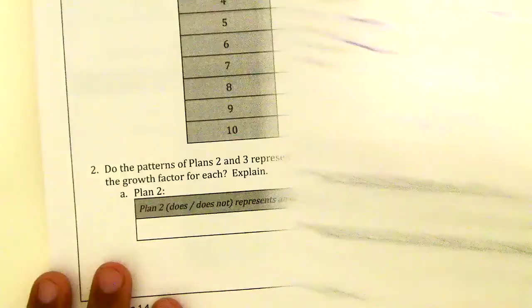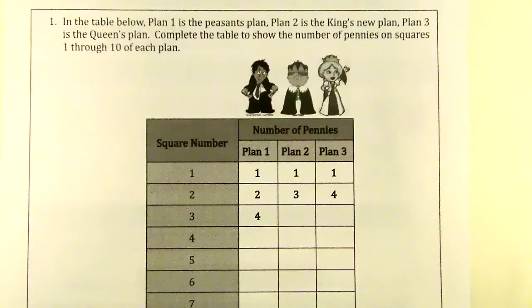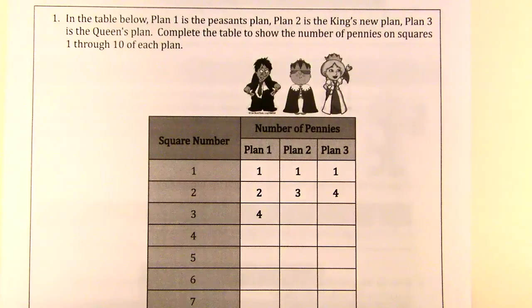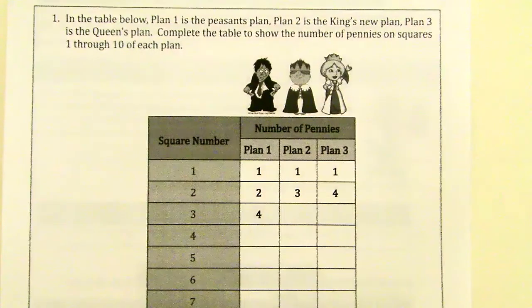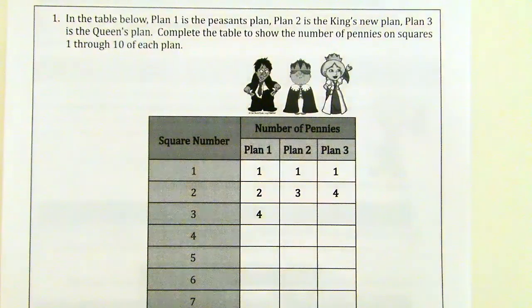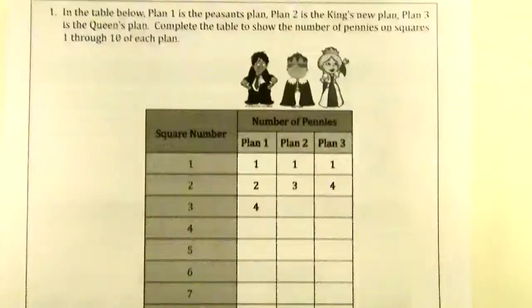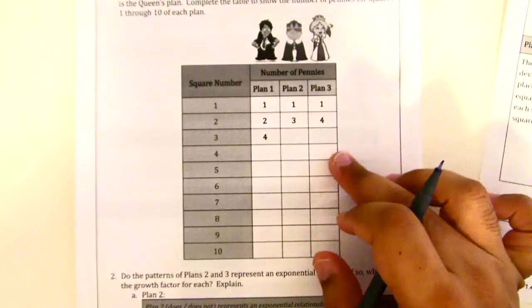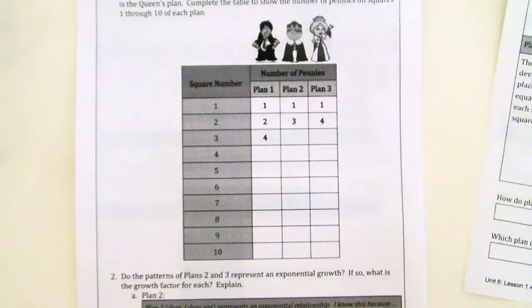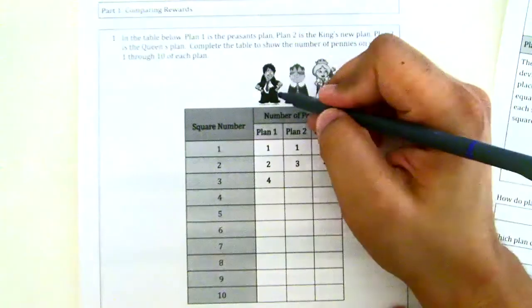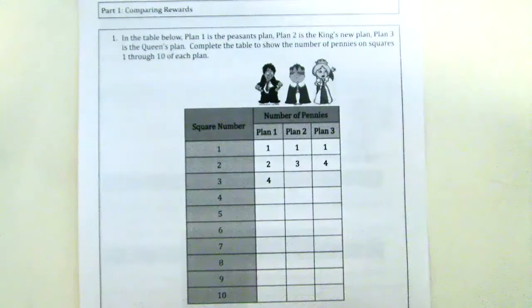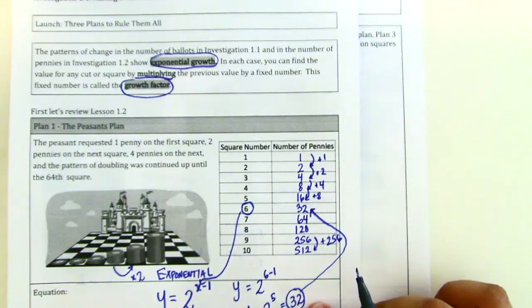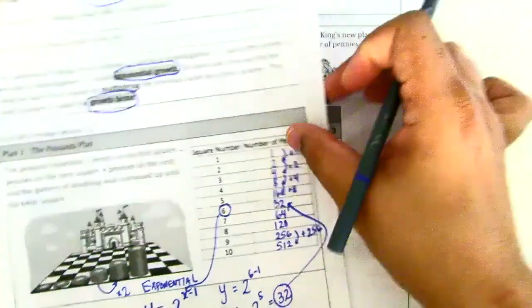That's the first part. Once you're done with that, the next page over here, you're just gonna go ahead and list out the number of pennies that are on each of the squares going all the way up to the 10th square. So I started to help you out with the table here. You just need to fill in the rest of the blanks. So just a visual reminder, plan number 1, that was the peasant's plan. I actually gave you the numbers and you found those numbers yesterday. So those numbers are already for us over here.